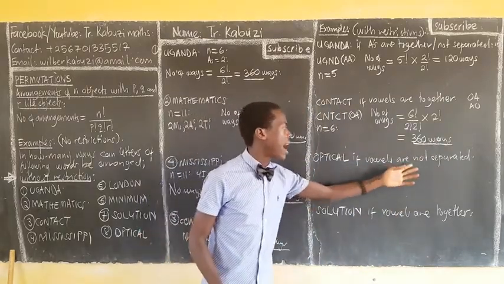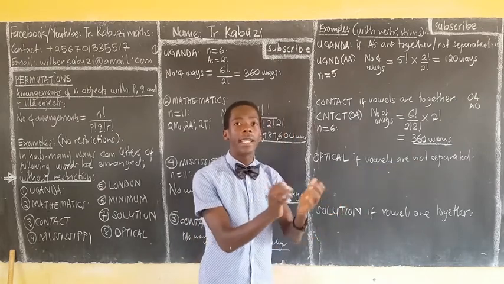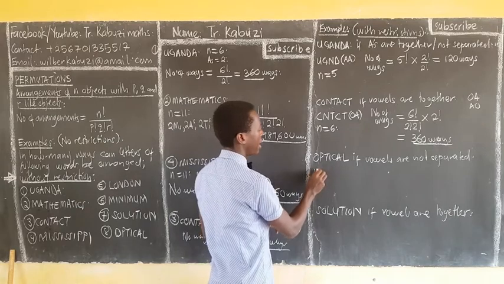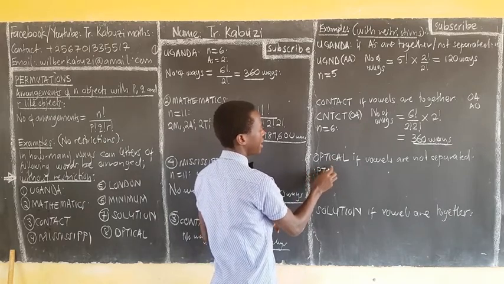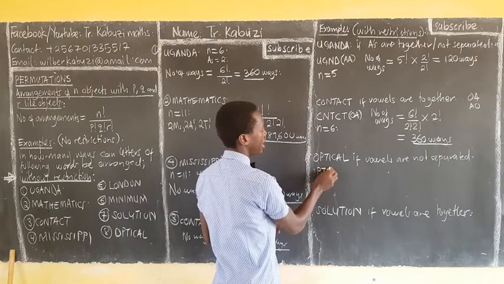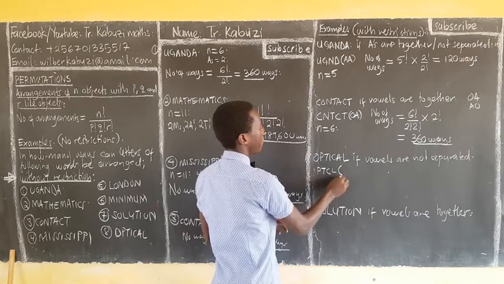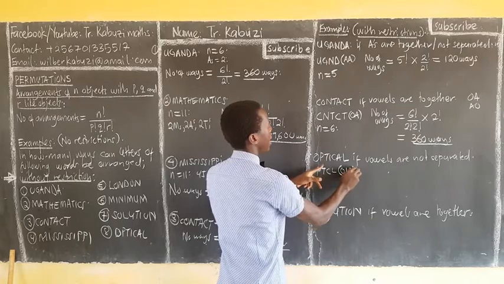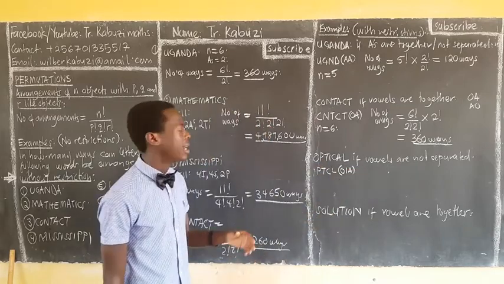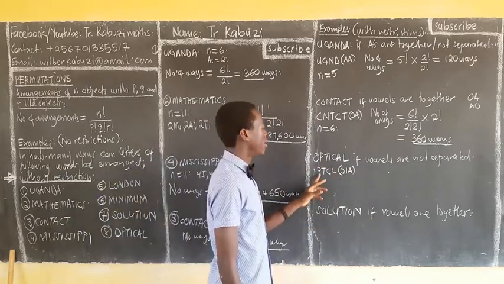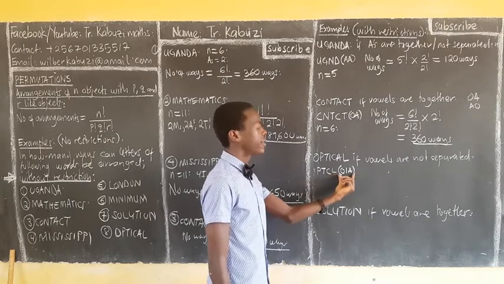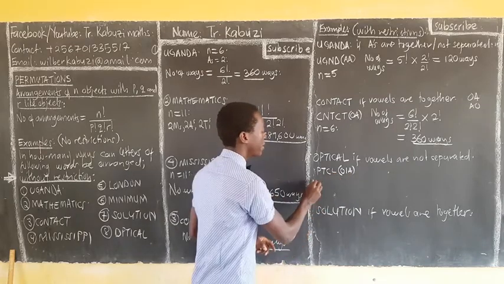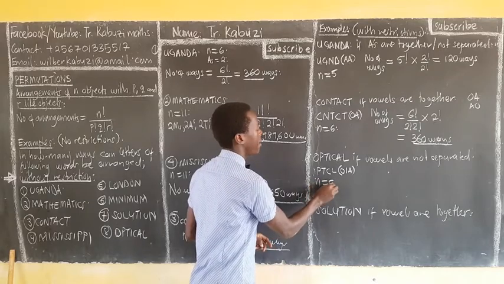Now, when we come to optical, values are non-separated. Non-separated means that they are together. So you put them together. So we have P, T, C, and L. Then the values I have O, I, and A. Like that. So in counting, I count 1, 2, 3, 4. Then this one I take it to be 1. So 1, 2, 3, 4, 5. So my n here is 5.